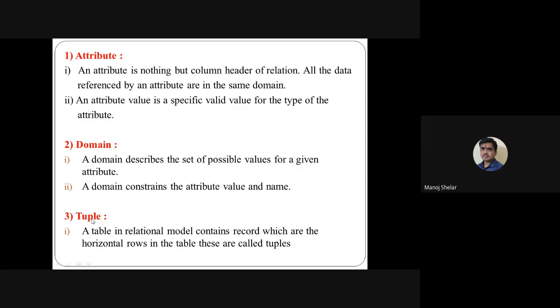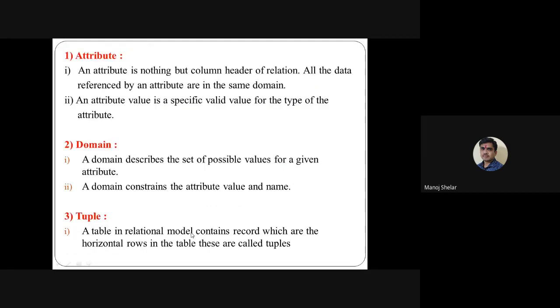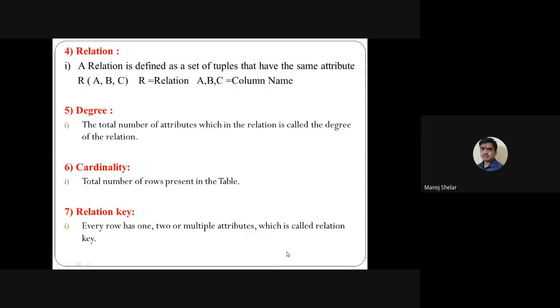Then tuple means a record. So here in this example, 1101 is a tuple, 1102 is a tuple, 1103 is a tuple, 1104 is a tuple, 1105 is a tuple. So simply, a table in the relational model contains records, which are the horizontal rows in the table. This is called tuples. What is a relation? Relation means a table. A relation is defined as a set of tuples that have the same attributes.